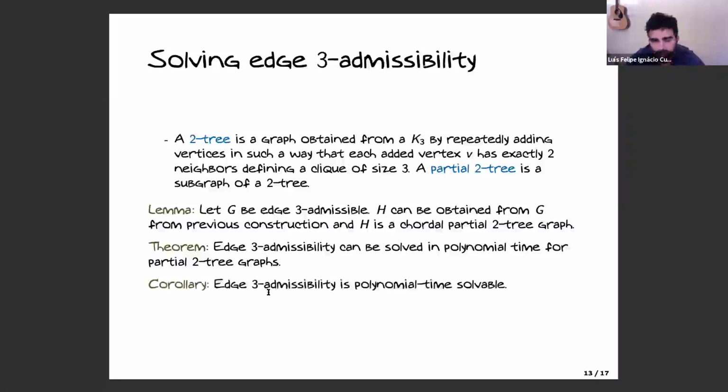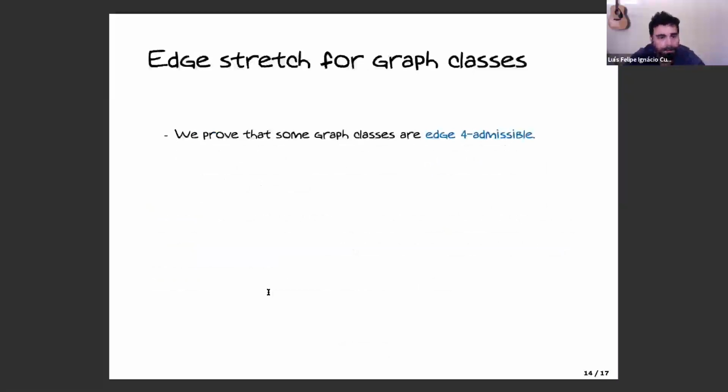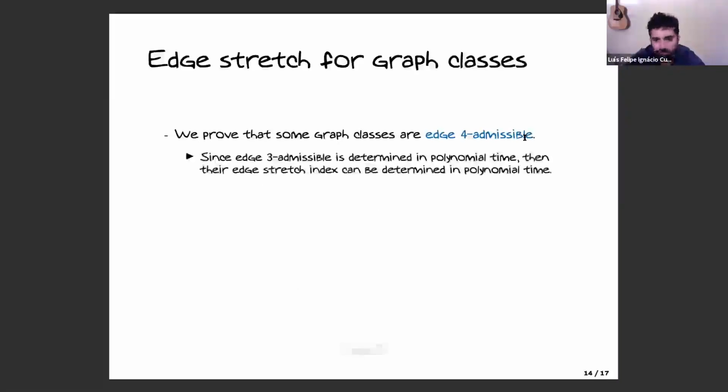And then we solve the edge-free admissibility for any kind of graphs. Okay. Now we have proved, as I said before, that some graph classes are edge-free admissible. And since we just proved that edge-free admissibility is polynomial time solvable, then we are able to determine the exact edge stretch index for such graph classes, which we already know are edge-free admissible. We also know when it is edge-free, edge-2, and so on.